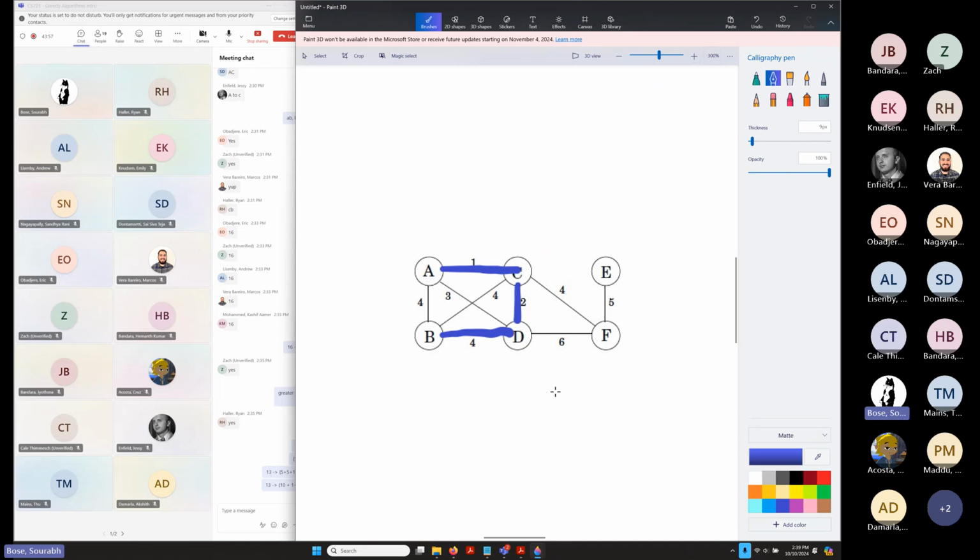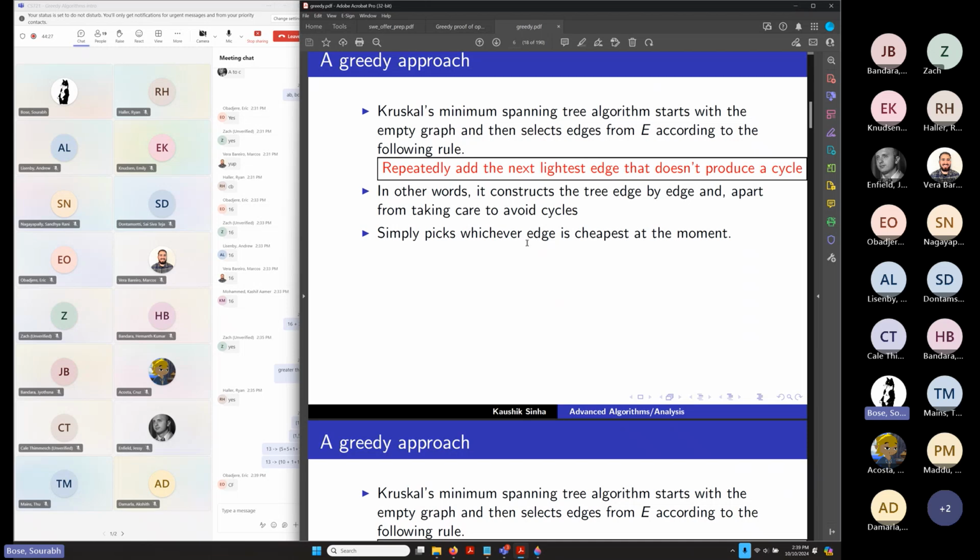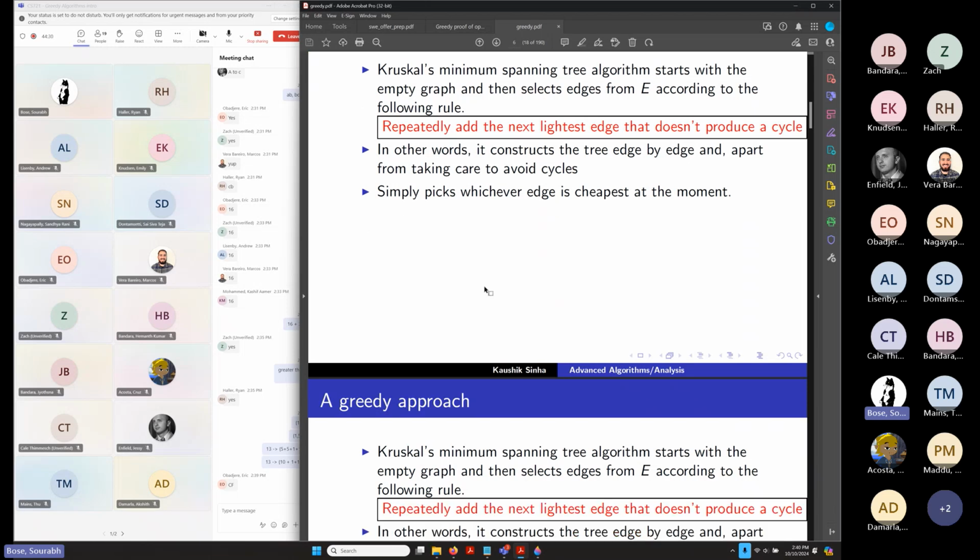So the point is that I have to do two things. One is to sort all the edges in ascending order, and the second thing is I'm going to be adding edges to my solution, and while I'm adding, I need to check for cycles. So how do I check for cycles will be where we are going to use sets. So we need to learn how to implement a set data structure as well. We are going to maintain sets of trees to detect cycles.